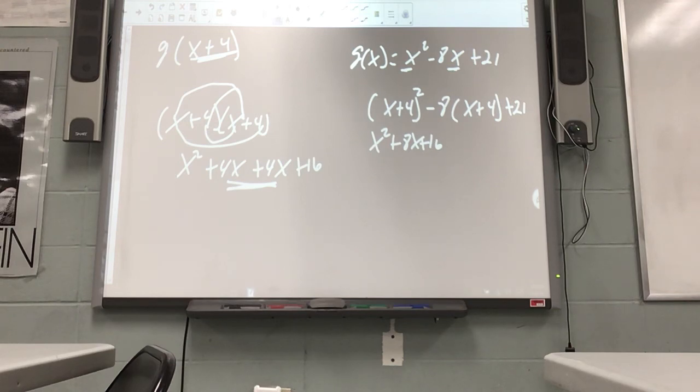Where'd you get the 4x plus 4x? When I distributed this 4 to the x right there, and then this x to the 4. Oh, okay. What happened to the negative 8? Nothing, I haven't got there yet, you're ahead of me.